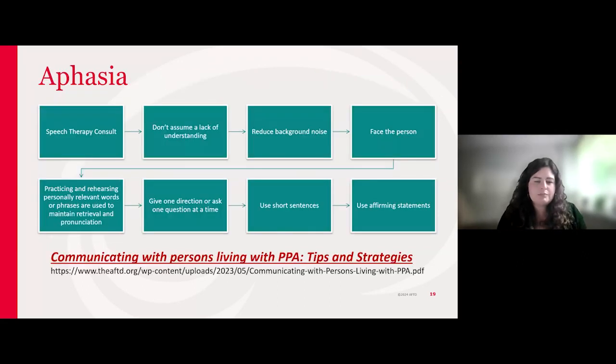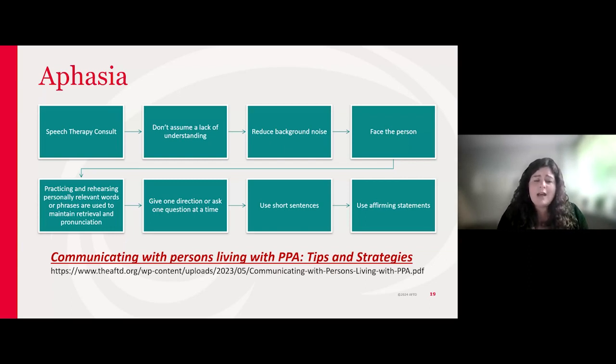In all cases of primary progressive aphasia, what we really want to do is get a speech therapy consult involved. Speech therapists can do a lot, especially speech therapists who are trained in aphasia, to develop adaptive mechanisms to help the person to be able to communicate at their best level for as long as possible.